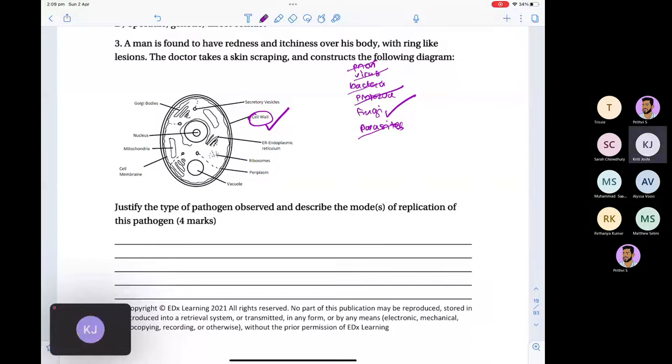I'm not entirely sure, but I think they asexually reproduce. Really depends, right? I need someone to tell me what the mode of replication is. Mohammed? Good. It's budding and spore formation.